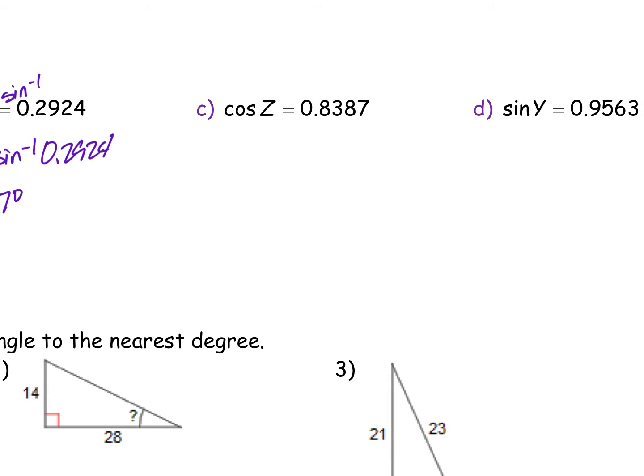And cosine, I want to get z by itself, so I'm going to do cosine inverse to both sides. So z is going to equal cosine inverse of 0.8387, which is 33 degrees.